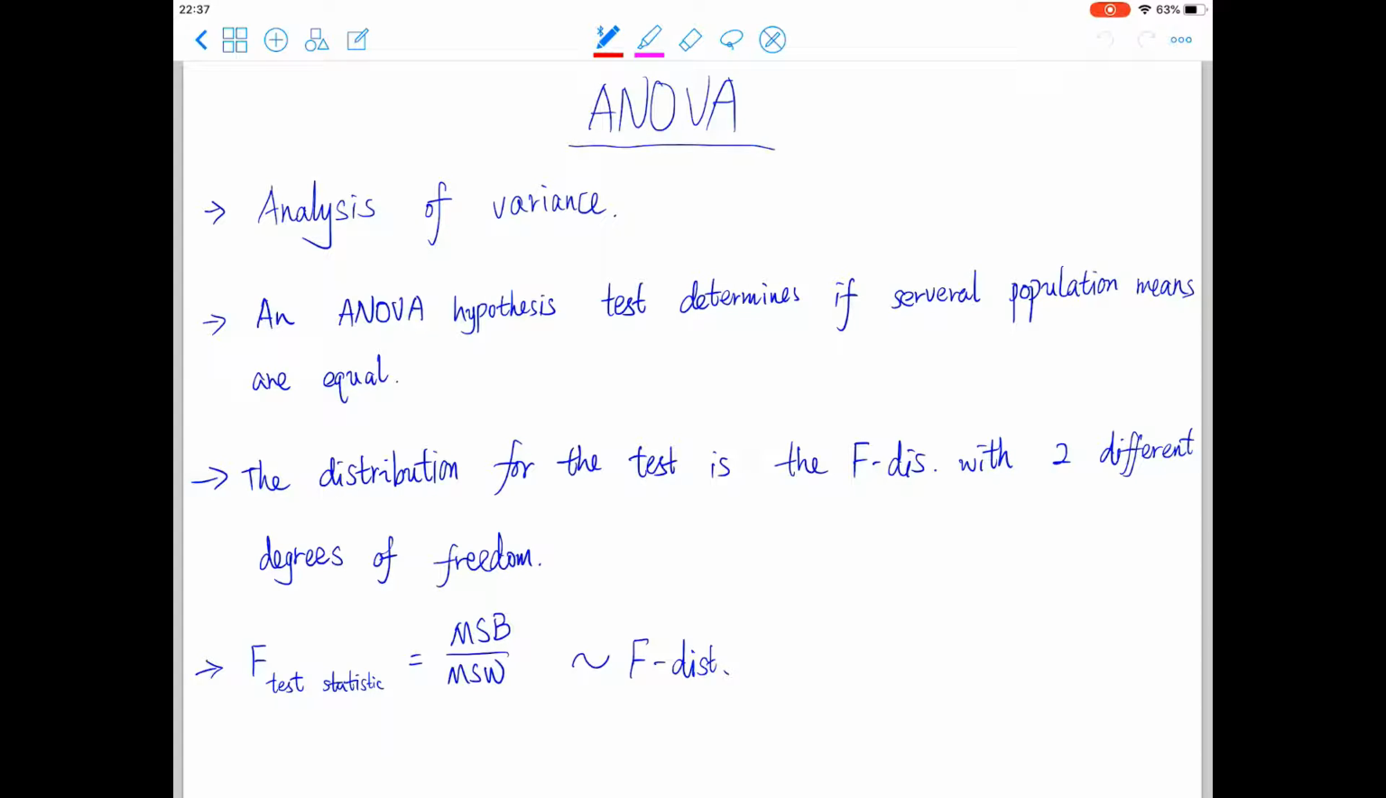Hello everyone, today we are going to talk more information about ANOVA. As we know, ANOVA is an analysis of variance. An ANOVA hypothesis test determines if several population means are equal, and the distribution for the test is the F distribution with two different degrees of freedom, and the F value is equal to the MSB over MSW, which also follows the F distribution.